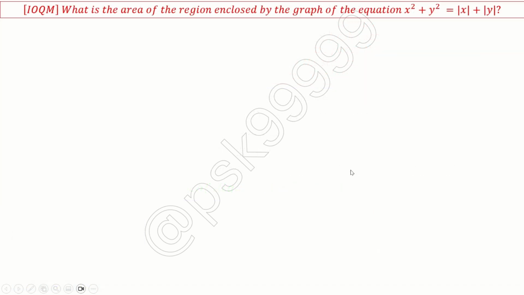What is the area of the region enclosed by the graph of the equation x square plus y square equal to absolute x plus absolute y? Okay. So first thing is, you look at the equation given, x square plus y square equal to absolute x plus absolute y. If you remove the absolute there, let's say, this will become x square plus y square equal to x plus y, which is an equation of a circle, correct? So definitely we can make this into the equation of a circle and then see what happens.